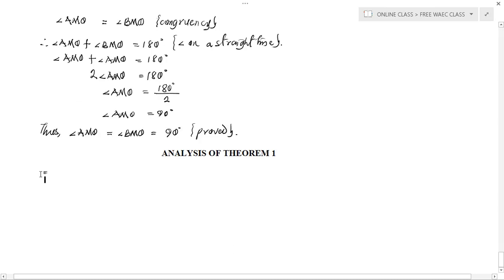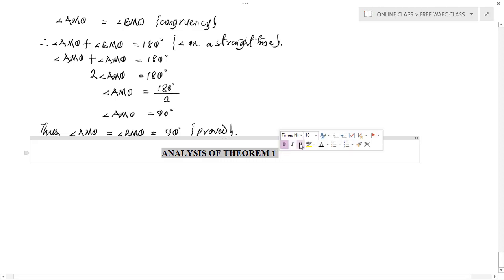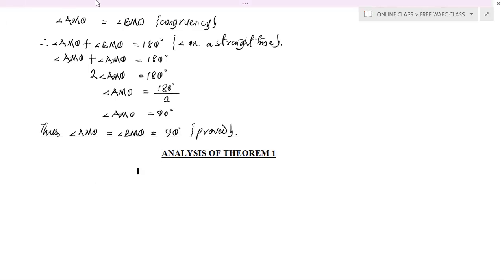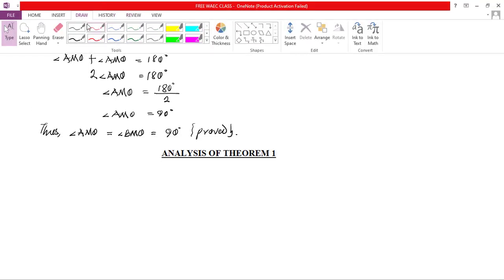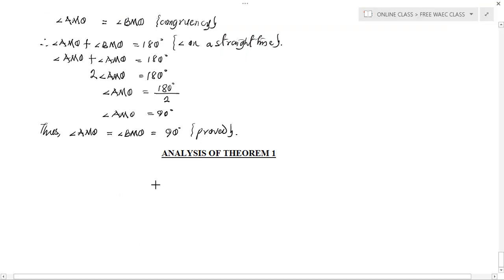Now let's do the analysis of theorem 1. The analysis we are having here is easy. If you want to analyze this, all we need first is to go back to our drawing. Let's pick the drawing again. We have a circle like this. Okay, let me draw the chord first.